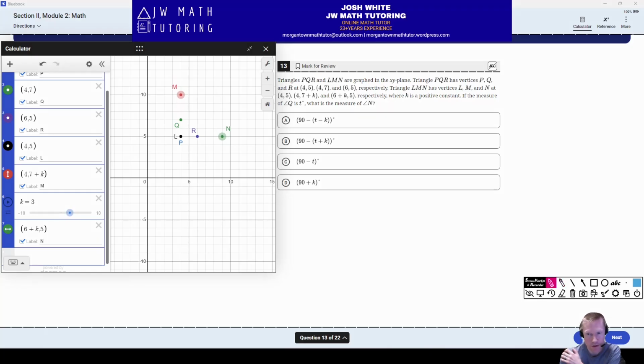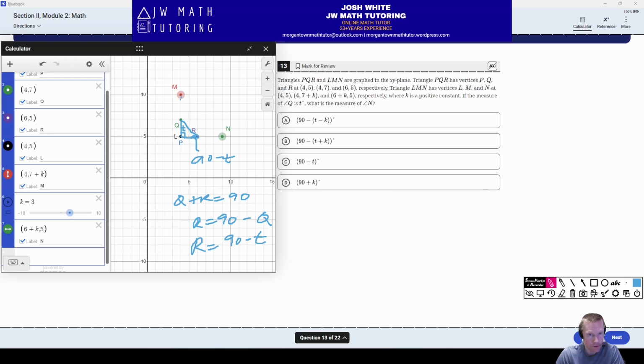Okay, so if the measure of angle Q is T degrees, what's the measure of angle N? All right, so here's our first right triangle, right? Here's a right angle. Here is T degrees up here. So notice down here, this angle R would just be 90 minus T because Q plus R together equals 90. So R is equal to 90 minus Q. And we already said Q is T degrees, so R is just 90 minus T.